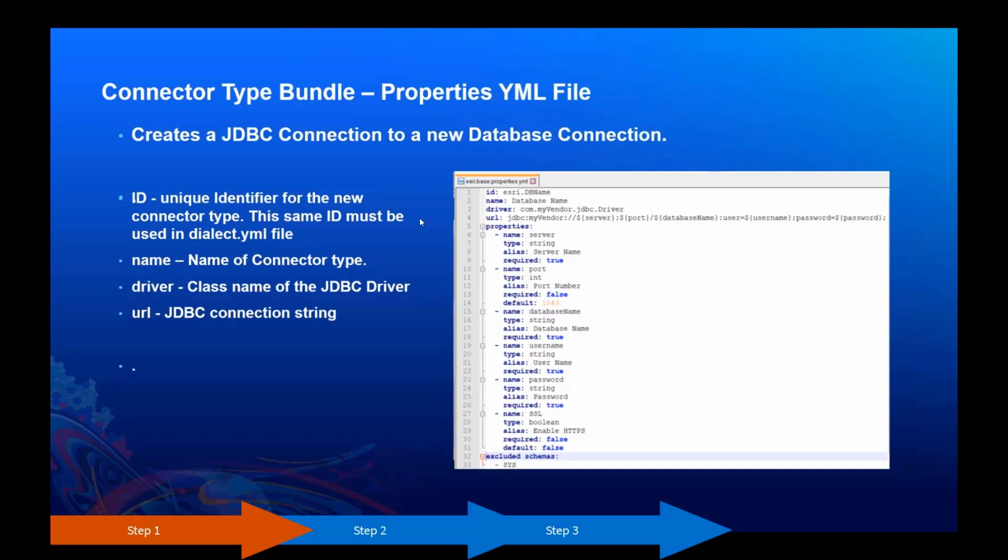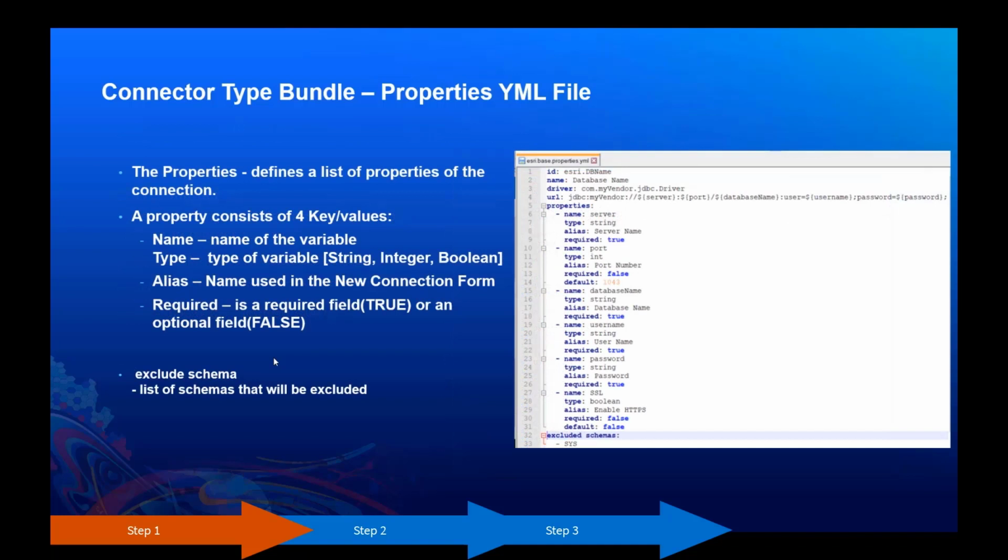Okay, let's go down to the next section of the properties YAML file. The properties section defines the different variables in the above URL. For example, this server entry will be a property of type string with the name server name displayed, and this field is a required field to create a database connection. Therefore, without this field, we cannot create this connection. These details allow us to create an appropriate new connection dialog.